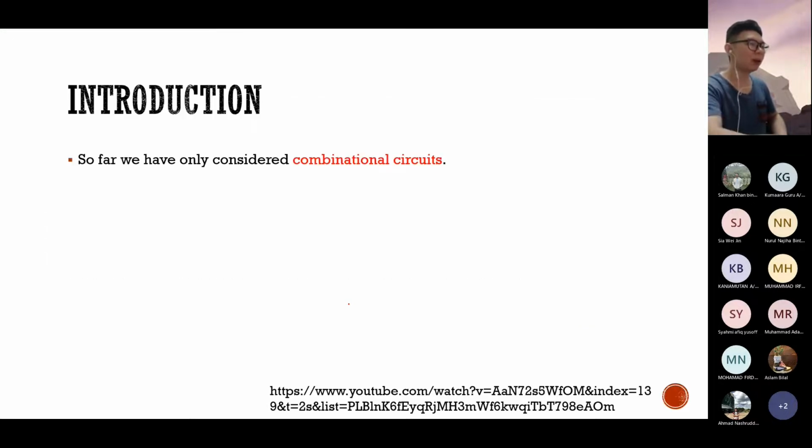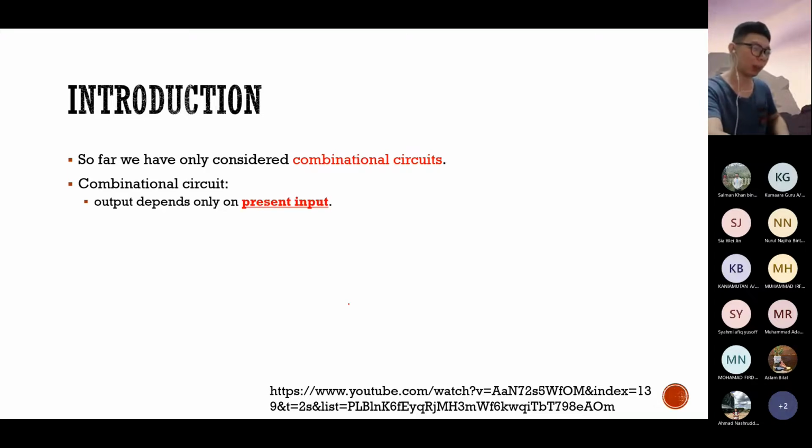So far, we have only considered combinational circuits. A combinational circuit is everything that you have done from the beginning of the semester right until now. Combinational circuits have no memory. So what is a combinational circuit? In short, if you were to put it into a very simple block diagram, it basically looks like this.